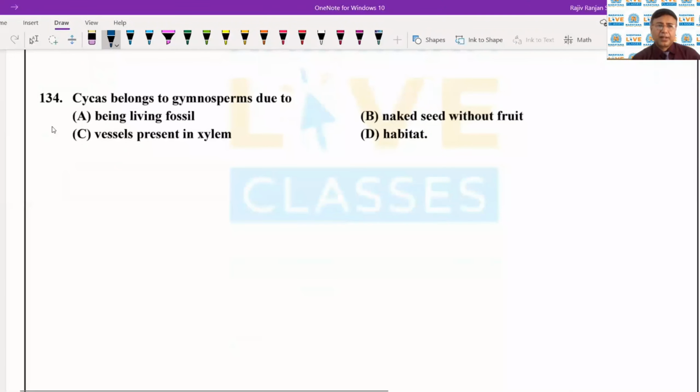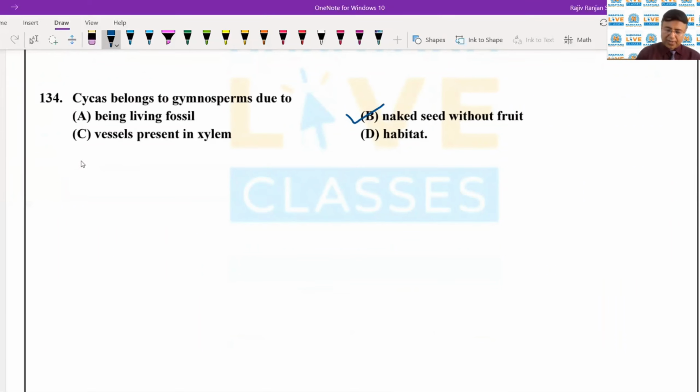Now let's see the next question, that is 134. Cycas belongs to gymnosperms due to being living fossil, naked seed without fruit, vessels present in xylem, and habitat. The correct answer is the naked seed without fruit.